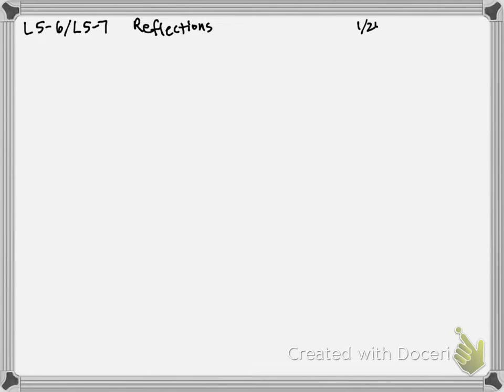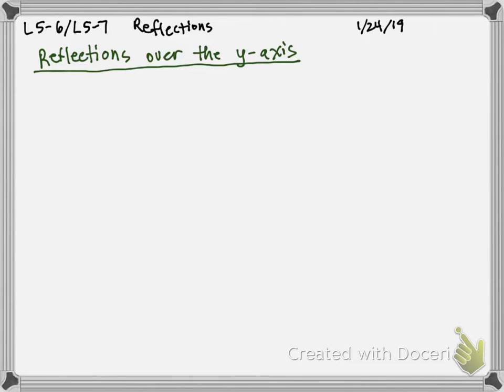1/24/19. And we're going to do the same exact thing, but now what we're going to do is talk about reflections over the y-axis. So before I say anything, what do you think's going to happen? What's going to be the same in the ordered pairs, and what do you think's going to be different?